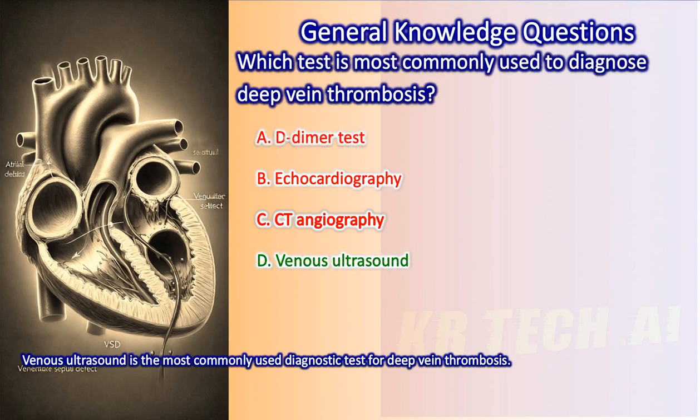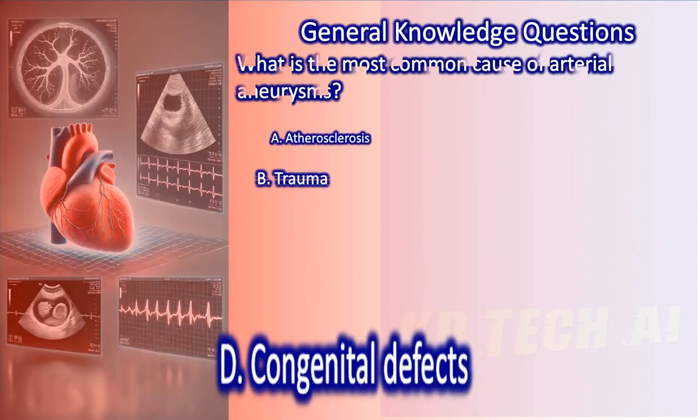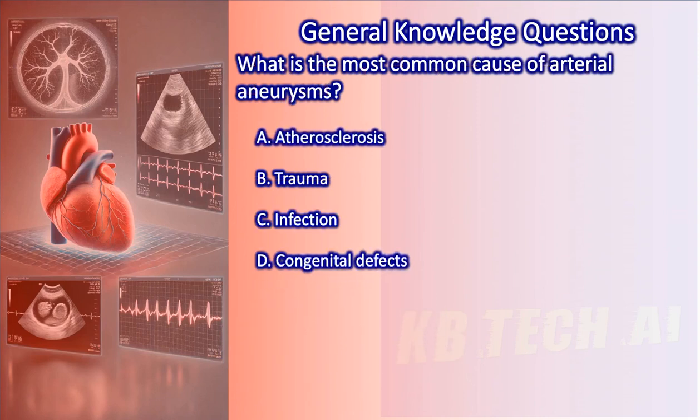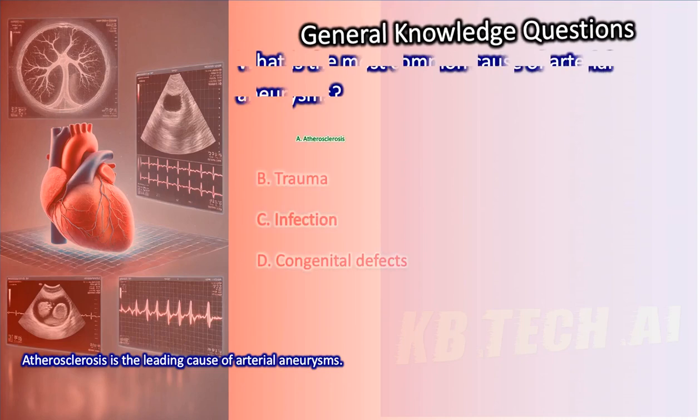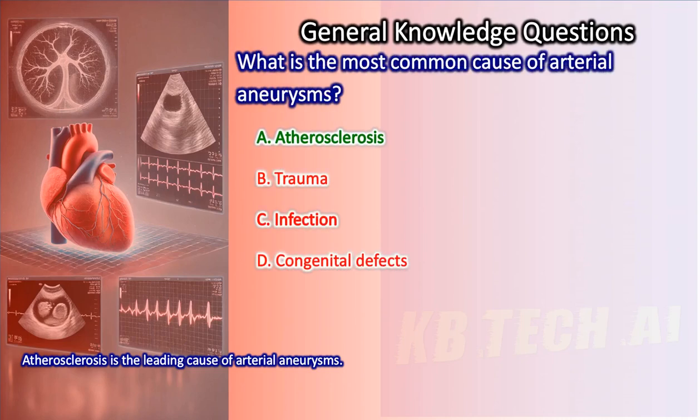Venous ultrasound. Which is the most common cause of arterial aneurysms? Option 1. Atherosclerosis. Option 2. Trauma. Option 3. Infection. Option 4. Congenital defects. The answer is option 1.